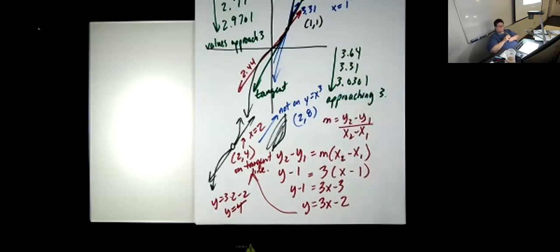Would be that one. Yeah. So would -2 be the b value? Yes. -2 is the b value, which is our y-intercept.